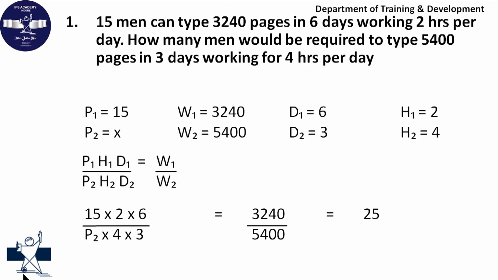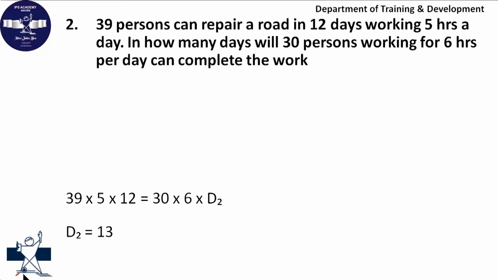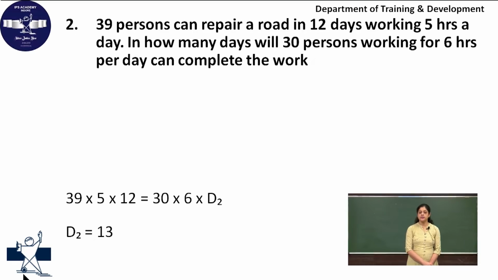Any doubt in this type of problem? So let's move further. Now 39 persons can repair a road in 12 days, working 5 hours a day. In how many days will 30 persons working for 6 hours per day complete the work? Now do we know the work quantity here? No. So which formula is to be used?